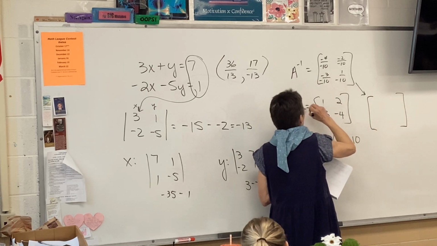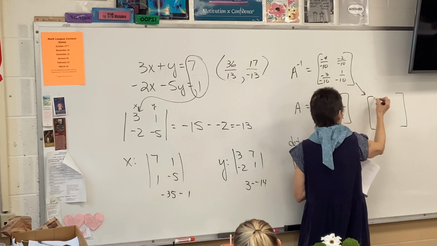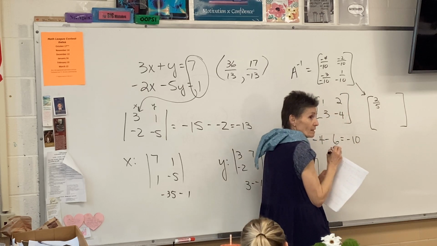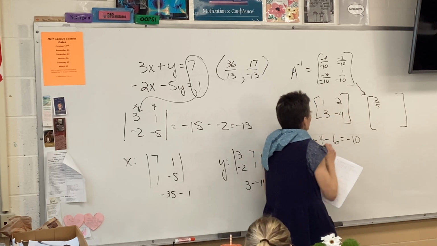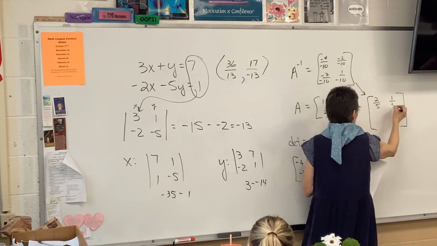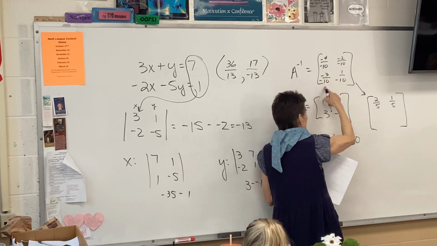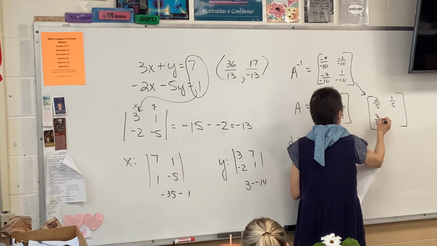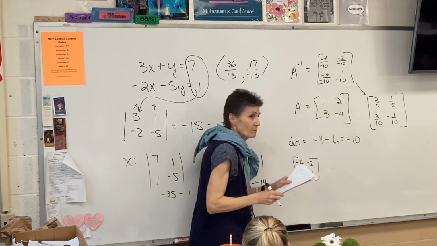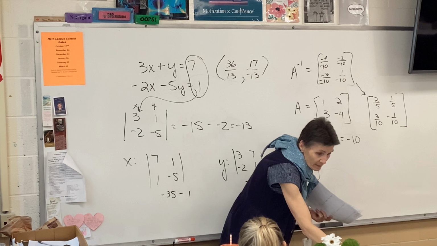Simplify. So what happens here? Negative 4 over negative 10 is just going to be 4/10, which is 2/5. Negative 2 over negative 10 is going to be 1/5. The numbers don't reduce, but that'll become positive 3/10 and negative 1/10. And there is your inverse. Okay, everybody okay with that?